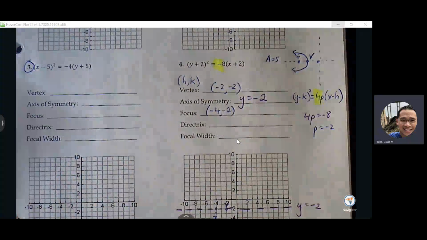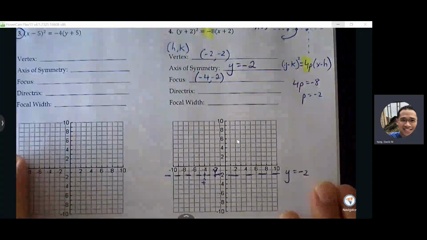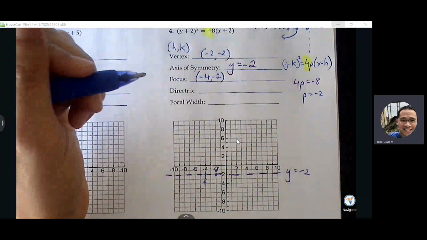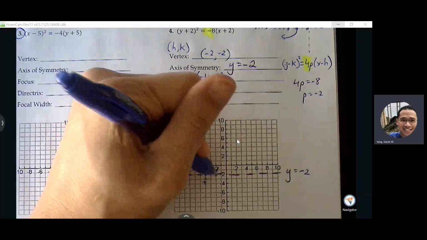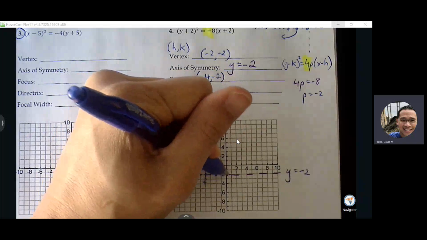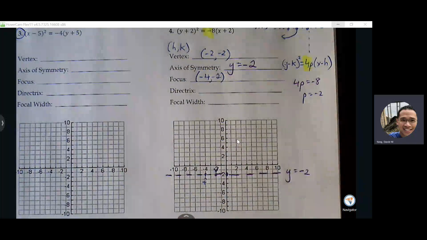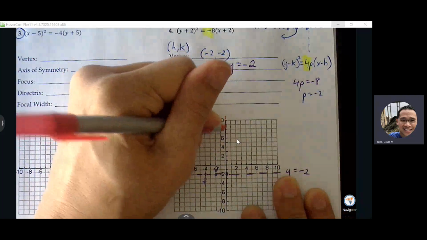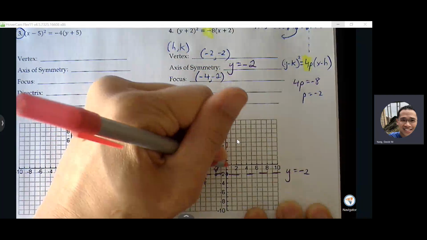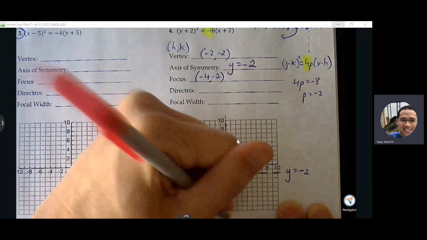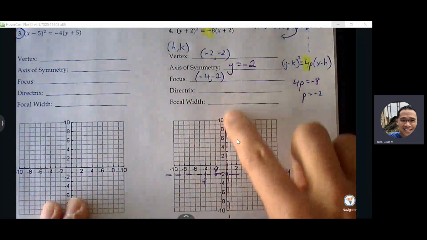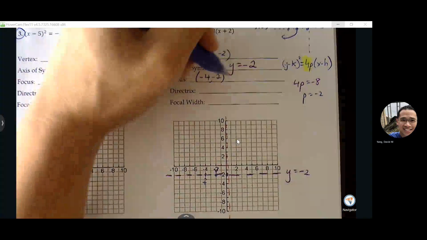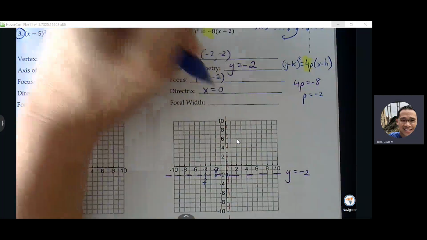Okay, and then you know that 2 units away on the other side of the vertex is going to be a point where your directrix is going to go through. So you're going to plot that point. Now the directrix is not the point. The directrix is going to go through that point. So if you plot that point, it just helps you know where to draw your line. Your line is always going to be perpendicular to your other dotted line, which is your axis of symmetry. So your directrix is right along that y-axis. What's the equation of the y-axis here? X equals 0.